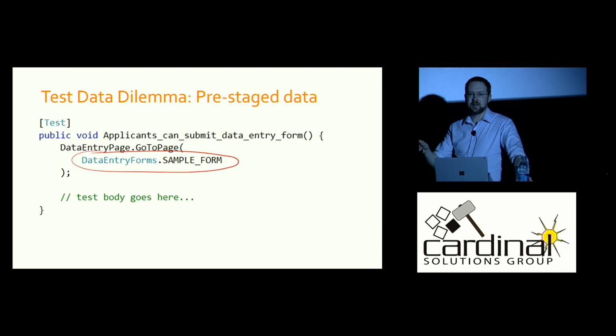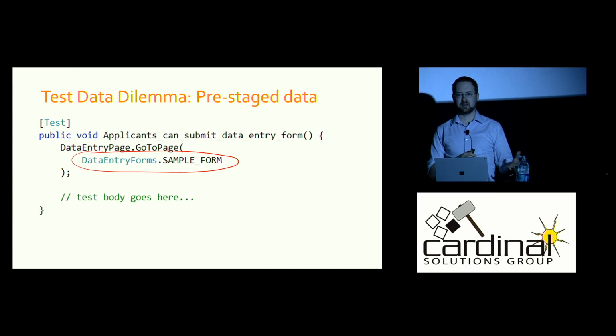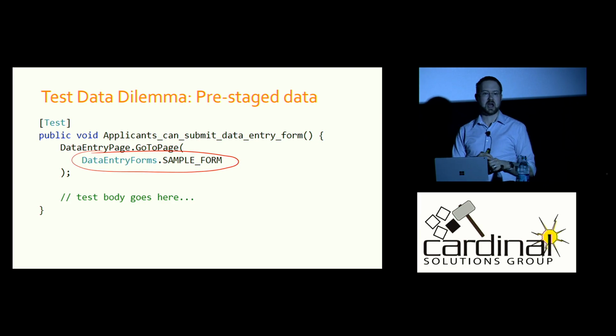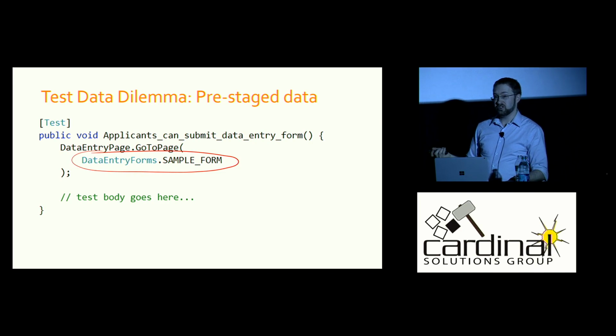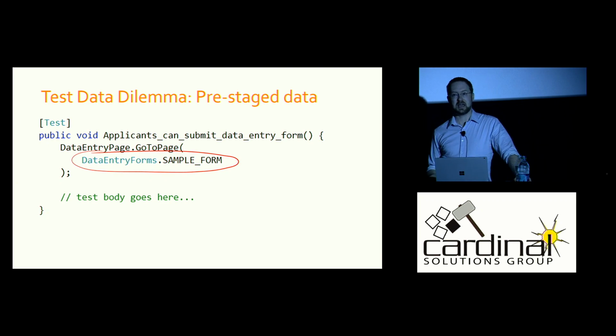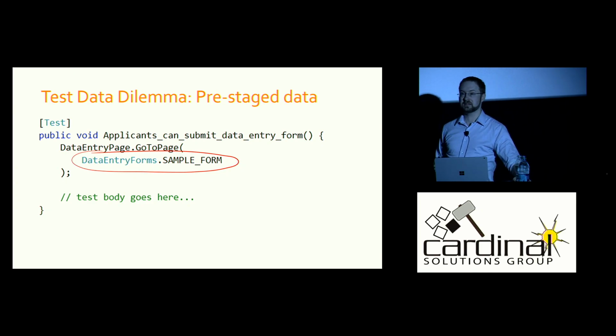So let's say that developers on our team all have a common baseline. Maybe we all have a standard database that we restore from, or there's a common test data script, whatever. Everyone has the same baseline data. If that baseline data already has a data entry form in it, then we could just create a constant that gives us the ID of that thing, and we can just use what already exists, right? And then the test is really easy to write because there's no setup. I just use the thing that already exists, and I'm off to the races.